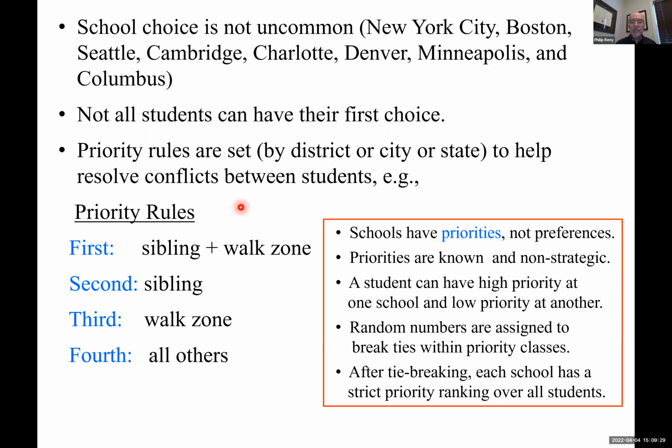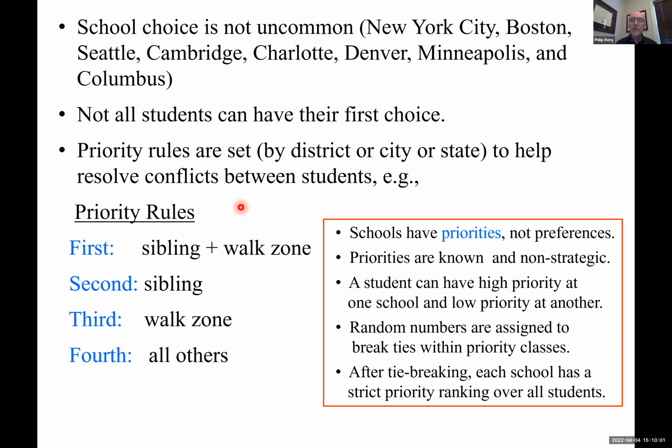Once we take into account the random numbers and tie breaking, each school in practice has a strict priority ranking over all the students. When you take into account the priority rules themselves, and then within those equivalence classes you use the students' randomly assigned numbers, there will be a strict priority ranking. Each school will be able to strictly rank all the students in terms of their priorities.